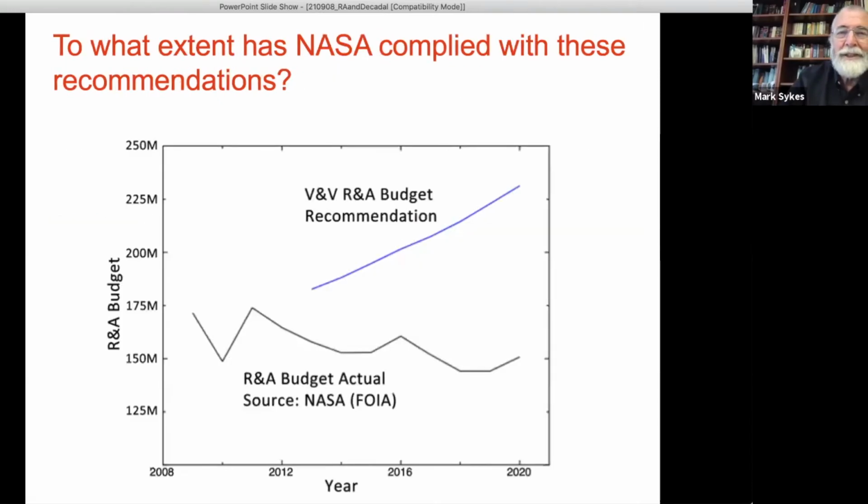So, to what extent has NASA complied with the recommendations from the last survey? Taking the yellow things out from the budget that I showed there, the blue line is the Decadal recommendation, and the black line below is what's been going on, which is not good. Making my assumptions, and like I said, you can go in and pick whatever you want and make different assumptions. But this is what I get, which is that it's done a very poor job of following the Decadal recommendation.